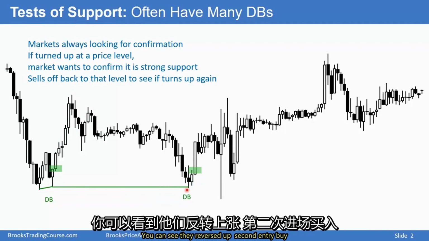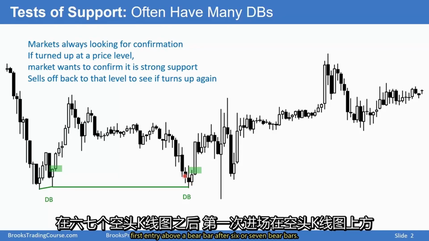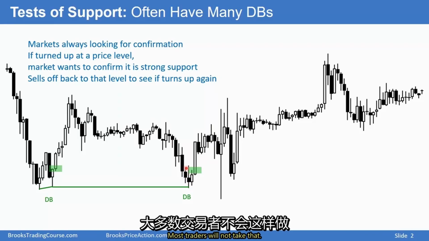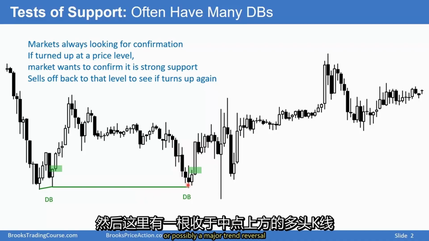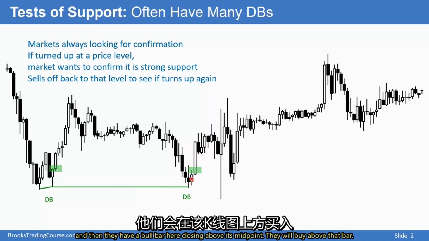You can see they reversed up, second entry buy, first entry above a bear bar after 6 or 7 bear bars. Most traders will not take that. Now they have a second entry buy at the bottom of a trading range, or possibly a major trend reversal, and then they have a bull bar here closing above its midpoint. They will buy above that bar.